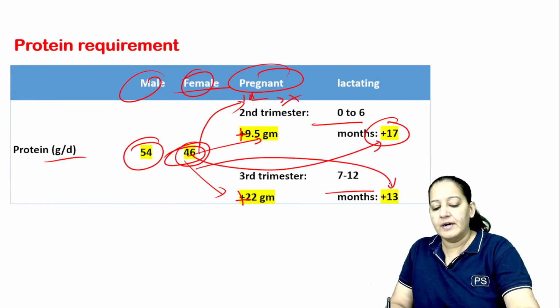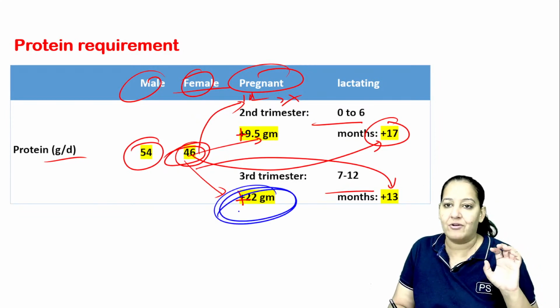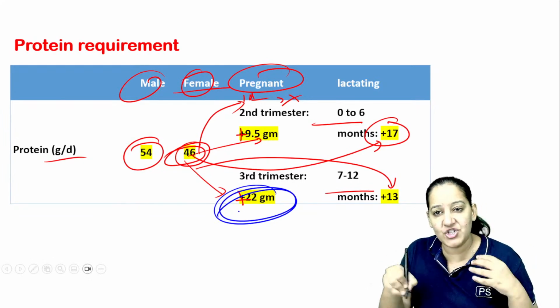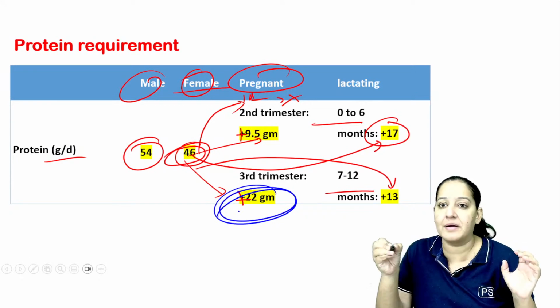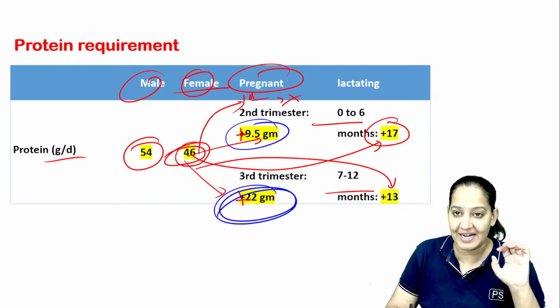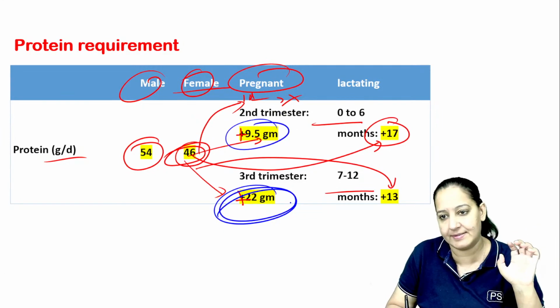You can get it. Organogenesis: maximum organogenesis takes place in the third trimester. So the fetus is forming inside the uterus of the mother. So in the third trimester, she requires additional protein abundantly. That's why plus 22 over 46. During the second trimester also she requires additional. But during the first trimester, organogenesis doesn't take place. That is the reason.